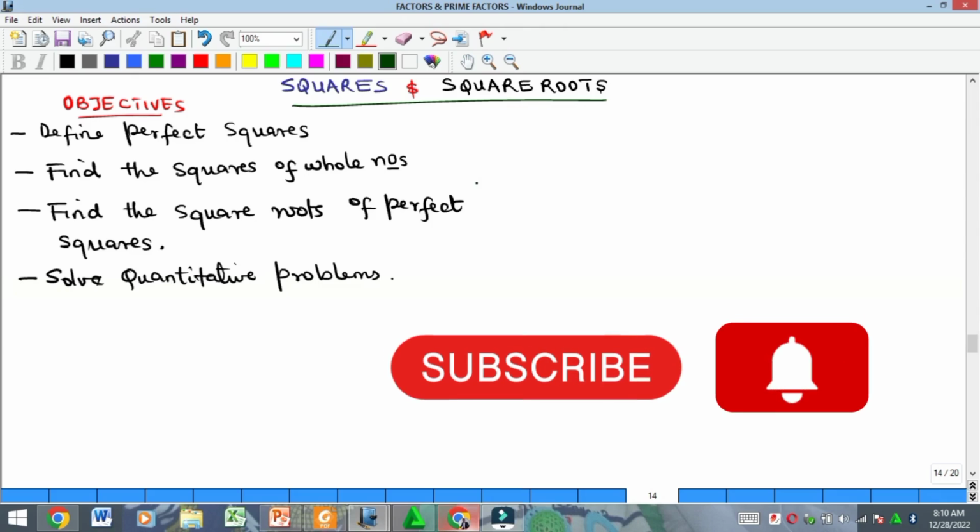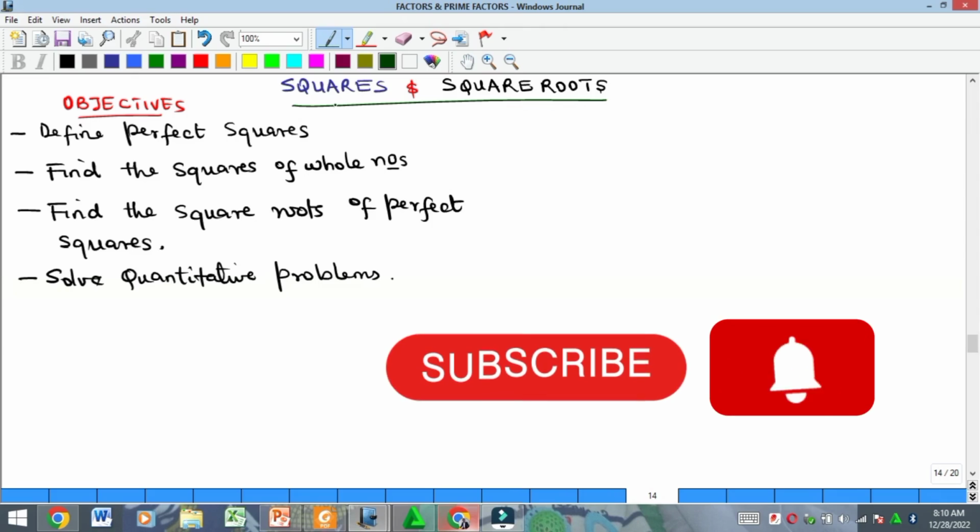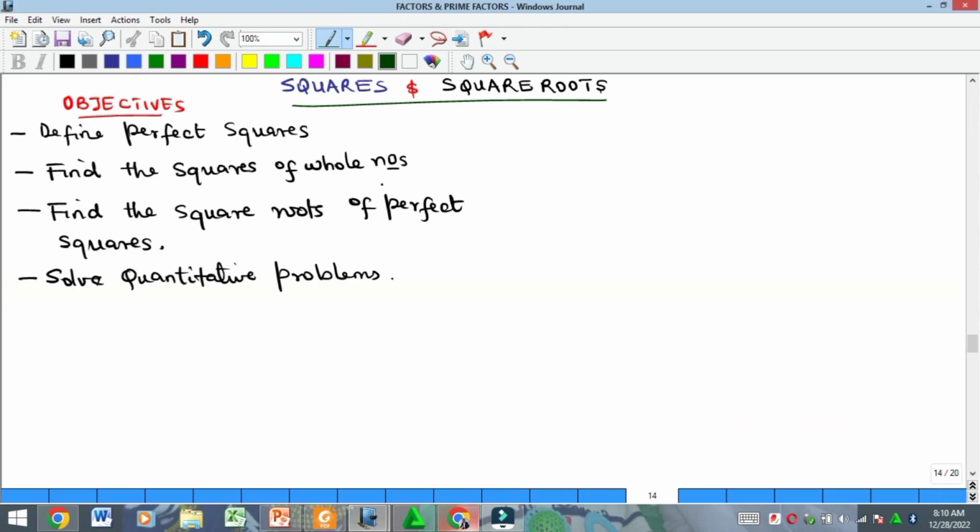In this video, or rather in the next few series, we are going to consider squares and square roots. And of course, there are products of what we have seen under factors, so it's going to also play a huge role here. These are the objectives we'll cover in this series. We'll see what a perfect square is, how to find the perfect squares of a whole number, and how to find the square root of perfect squares. Then we'll solve some quantitative problems.